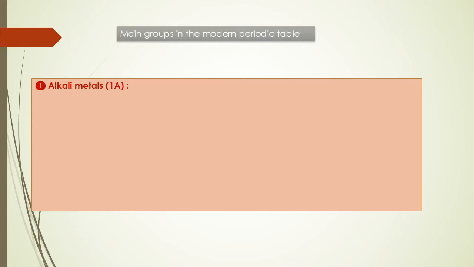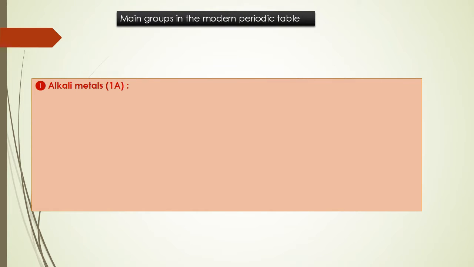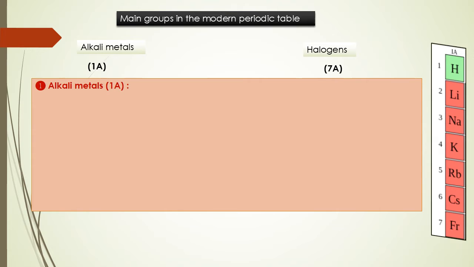Number 1, main group in modern periodic table. Alkali metal 1A, halogen 7A. Alkali metal is group 1A, so we can find group 1A in the left side in S block element. And group 1A: lithium, sodium, potassium, rubidium, cesium, francium.